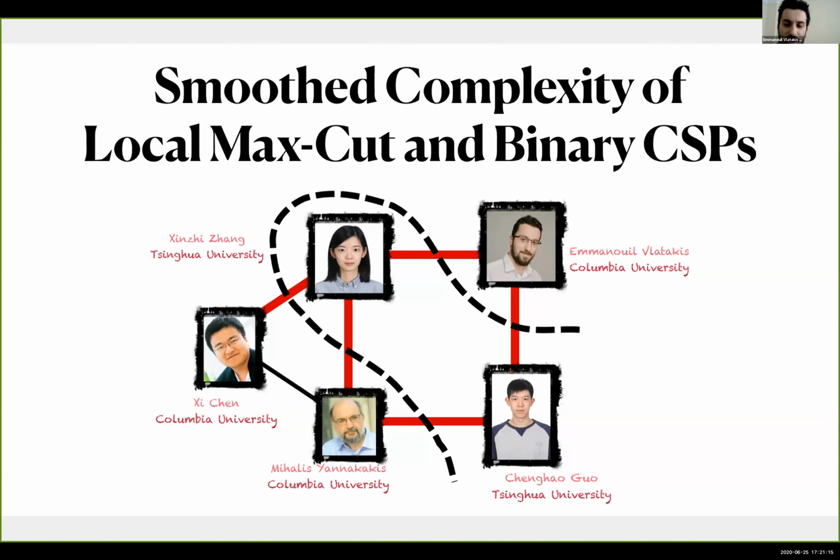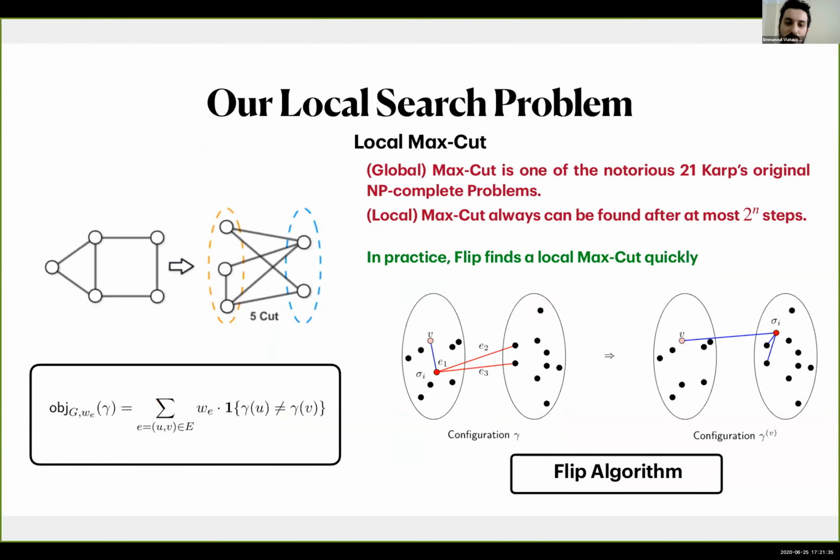Thank you, Robert. I am Emmanuel Vlatakis, and this is joint work with Michalis Giannakakis and Shi-Chen from Columbia University, and Xinzi Chang and Chen-Hao Guo from Tsinghua University. And today, as you said, I will try to present some of our new results in smooth complexity of local max cut and binary constraint satisfaction problems. Let's start with our problem.